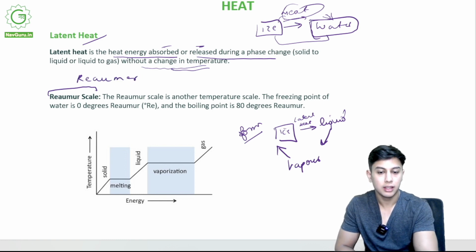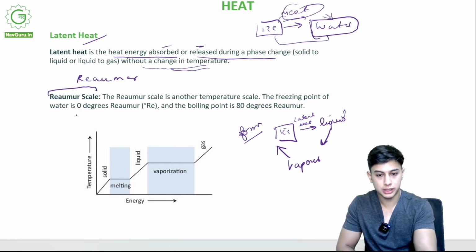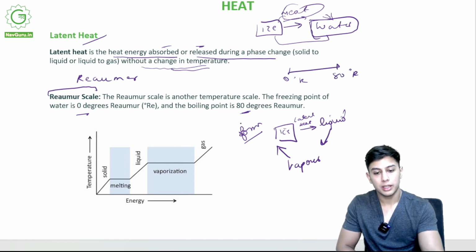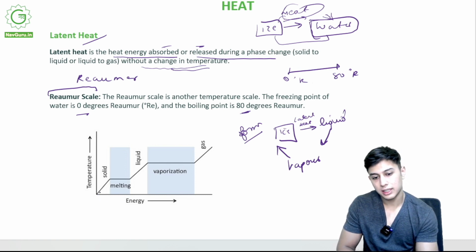Réaumur scale. The Réaumur scale is another important temperature scale. The freezing point of water is 0 and the boiling point is 80. So 0 to 80 degrees Réaumur. Here you can see the solid is at this temperature.